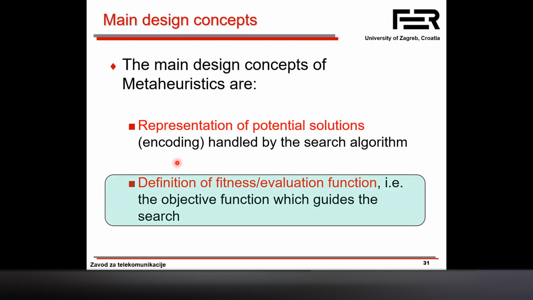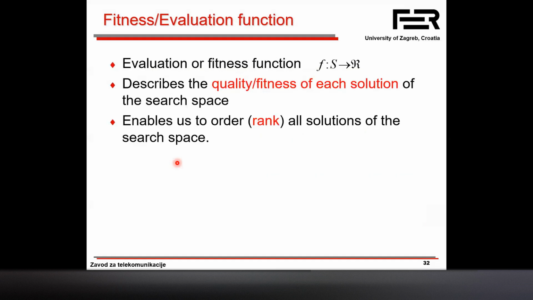In addition to the representation of the solution, the next important concept is this definition of the fitness or evaluation function. As I said, this function guides the search and allows us to assign some kind of a quality or fitness value to each solution of the search space. So S represents our search space. We have an evaluation function that is going to map each of these solutions to some kind of real value. It allows us to rank these solutions in the search space.